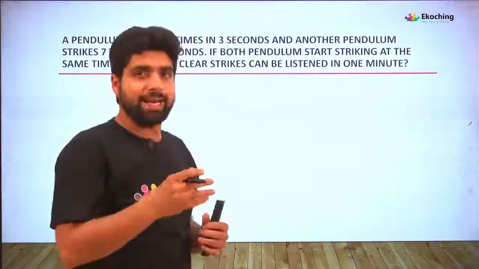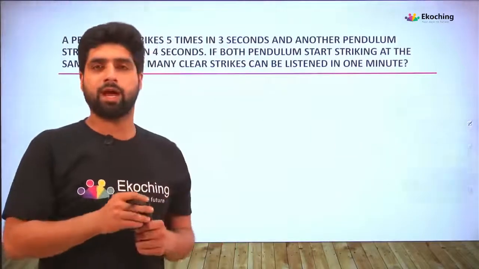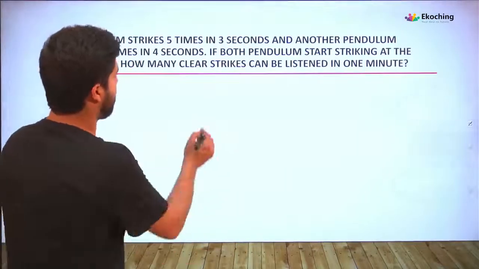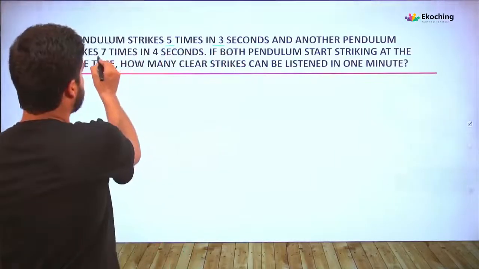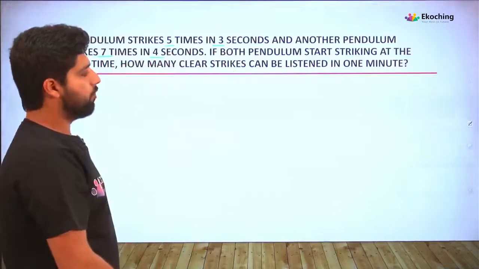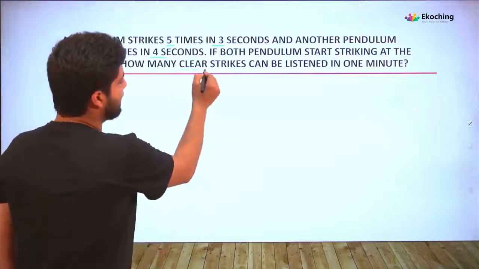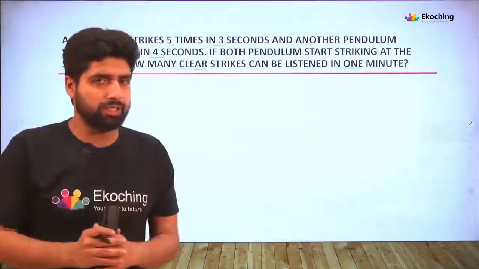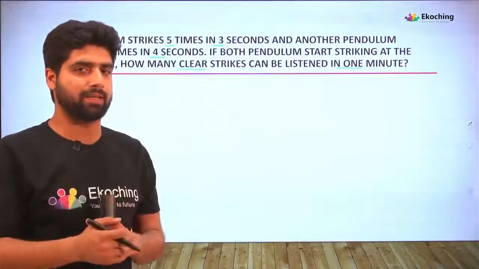So here comes the next question, again from the concept of HCF and LCM. The question: a pendulum strikes 5 times in 3 seconds and another pendulum strikes 7 times in 4 seconds. If both pendulums start striking at the same time, how many clear strikes can be heard in 1 minute? Please pause your video. I hope you have tried this question, and now see how to approach it and get a proper answer.